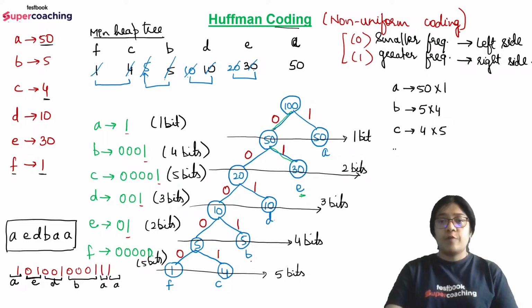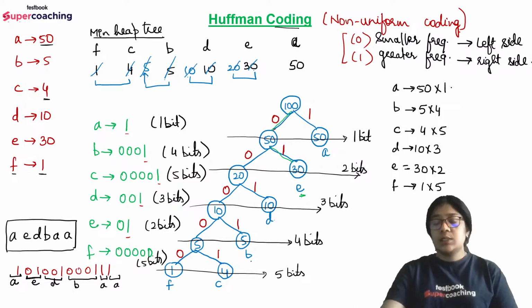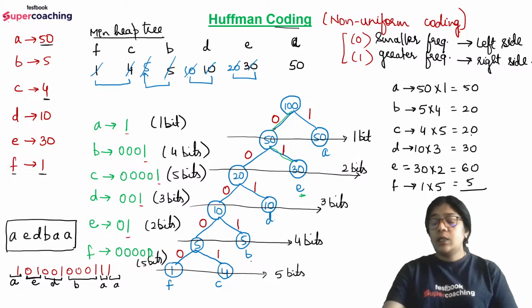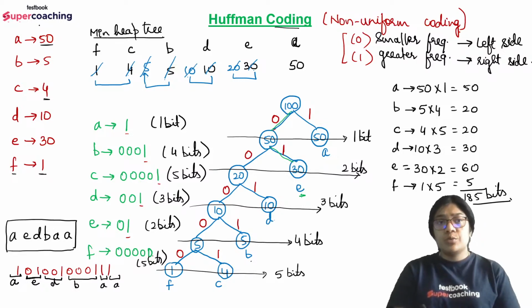For D, frequency is 10. Number of bits required are 3 bits. For E, frequency is 30. 2 bits required. For F, frequency is 1 and 5 bits are required. Now just take the sum. So 50 into 1 is 50. This is 20, 4 into 5 is 20. 10 into 3 is 30. 30 into 2 is 60 and 5. Just take the sum. So it comes out to be 70, 90 and 120, 180 and 185. That means with the Huffman coding, in order to send this message, 185 bits are required.